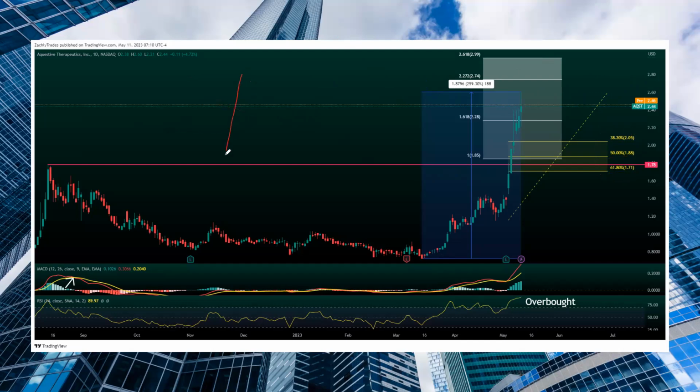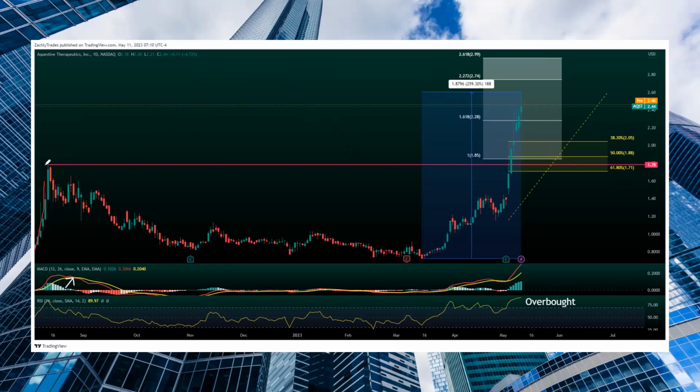And you use these because nothing moves in a straight line down or a straight line up. You get a move up, a retracement, a continuation of that trend, or a move down, retracement, continuation of that trend. So we've had this strong push up and we haven't had any type of retracement at all. So if we do end up retracing, these are going to be the three major levels to pay attention to: $2.05, 1.88, and 1.71.